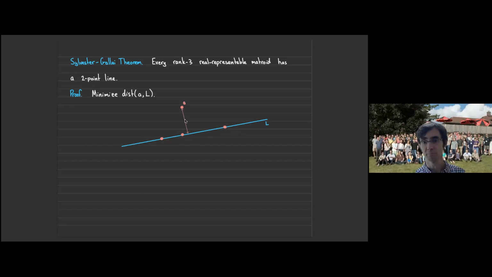And you look at the perpendicular from A to the line, and 2 of the points have to lie on one side. And now you just take this line through these 2 points, and the perpendicular distance to the other point is less than the perpendicular distance from L to A, and you get a contradiction. And that's the proof of the Sylvester-Gallai theorem. It's a very pretty proof.